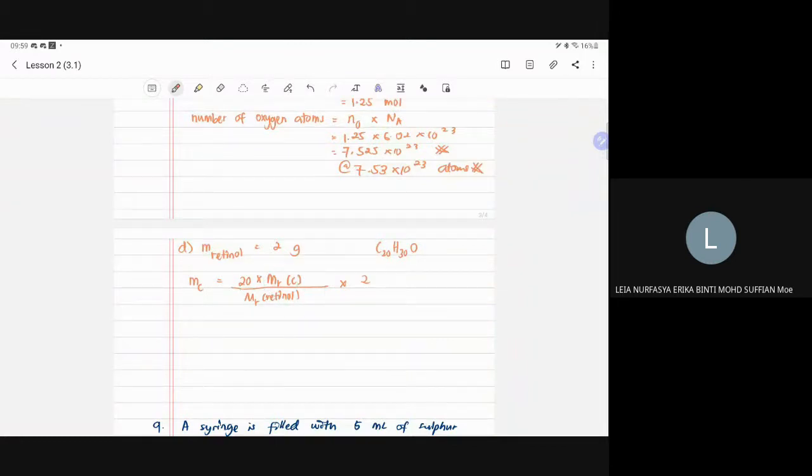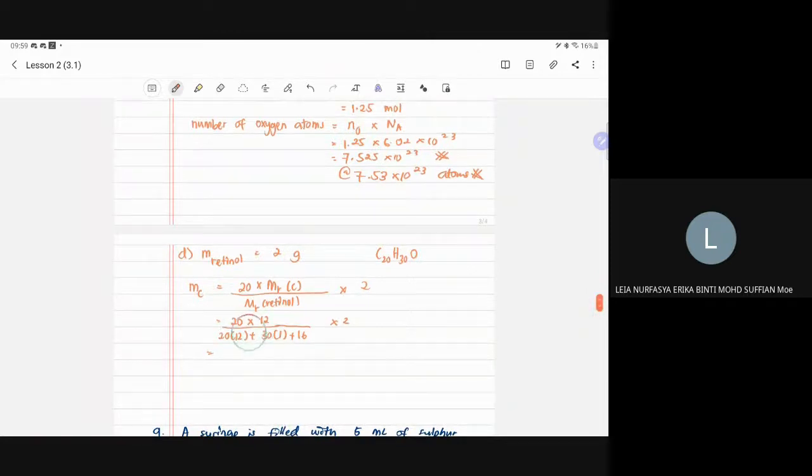Okay. So from here, 20 darab dengan 12, bahagikan dengan 20 darab 12 tambah 30 darab 1 tambah 16 darab 2. So ini sama macam percentage, kita tukarkan kepada dia punya mass. So from here you should get 20, 12, 20, 12 tambah 30 tambah 16 darab 2. You should get the mass as 1.68 grams. Kamu akan dapat sistem dia macam tu.